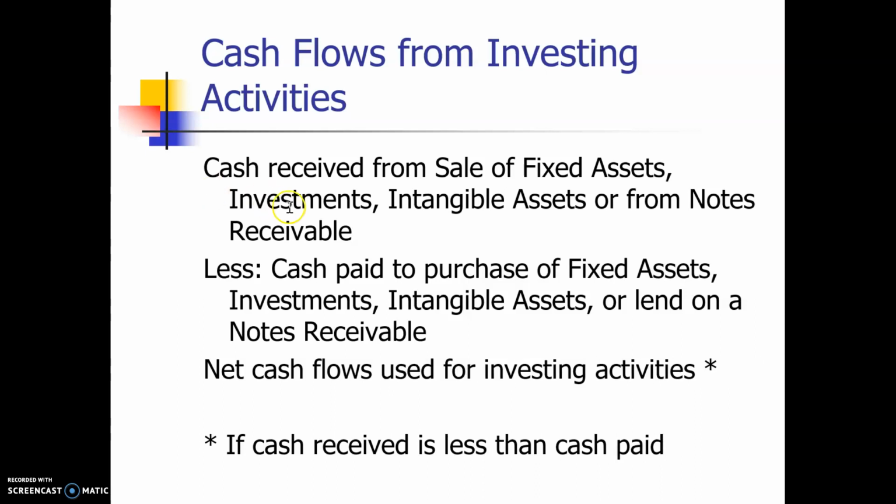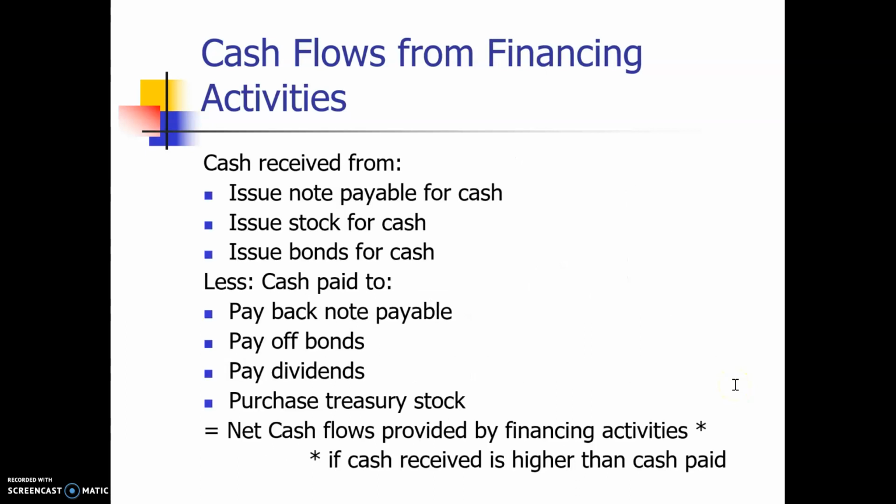If the cash paid was more than the cash received, that's called net cash flow used for investing activities. So we get our overall change in cash due to our investing activities. We can then move on to our financing activities.